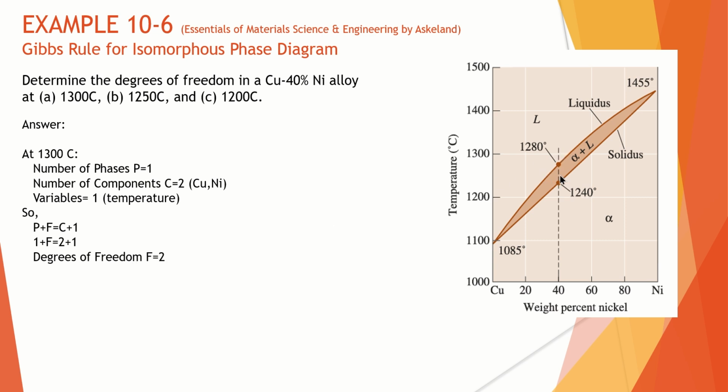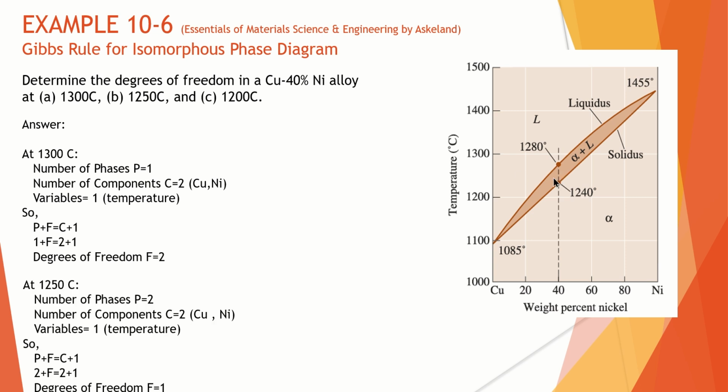At 1250 degrees Celsius, approximately the point will be here. Look at my cursor. In this darker region, the alpha phase and liquid phase, solid phase and liquid phase, both are present. So the number of phases present at this point will be 2. This is the binary phase diagram, so the number of components is equal to 2, copper and nickel. Only temperature is a variable, pressure is constant, so the variable is equal to 1. After putting the values in the Gibbs equation, we can determine the degrees of freedom. F is equal to 1.